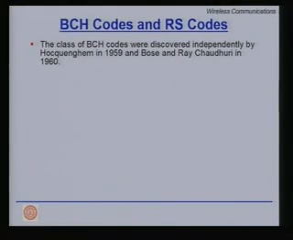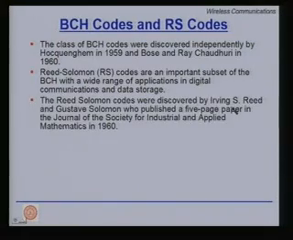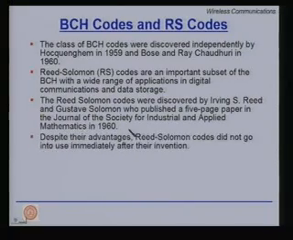Now, the class of BCH codes were discovered independently by Hocquenghem in 59 and Bose-Chaudhuri in 60, and hence the name BCH. The Reed-Solomon codes are a subclass of BCH codes, but an important subclass with a wide range of applications in digital signal processing, digital communications and data storage. The Reed-Solomon codes were discovered by Reed and Solomon, who published a 5-page paper in the Journal of the Society for Industrial and Applied Mathematics in 60.